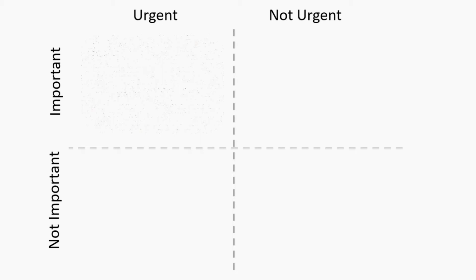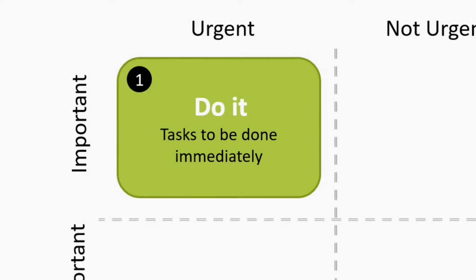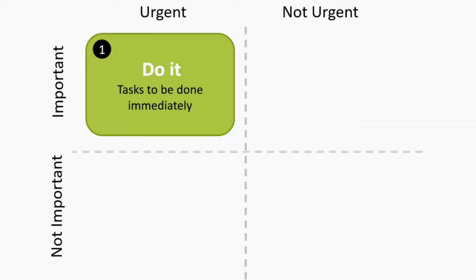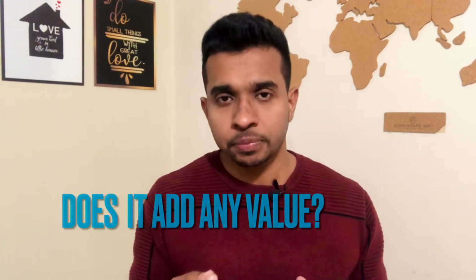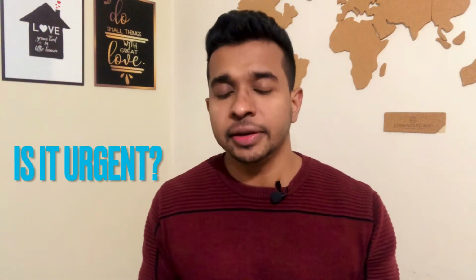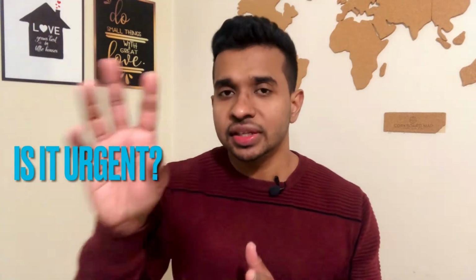So how do you make the decision? Tasks that are important and urgent should go into quadrant 1. What do you mean by important and urgent? When you say a task is important, it means it has some value, a useful outcome. You have to ask the question: does it add any value to me? If it does, it is important to you. The second question to ask is: is it urgent? If you have a deadline approaching and you don't deliver by the deadline, you have to face a consequence. These are the tasks that are urgent.